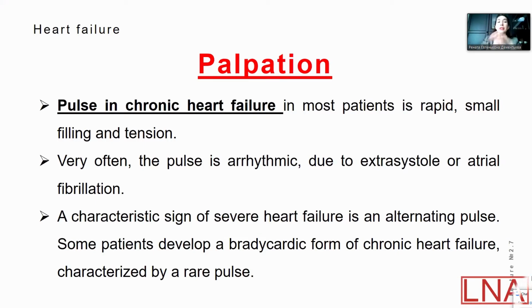The next moment during our physical examination is palpation. The pulse in chronic heart failure in most patients is rapid, small, with low tension during palpation of the main arteries. Very often the pulse is arrhythmic due to extrasystole or atrial fibrillation; close stretching of the atria can be a reason for atrial fibrillation. A characteristic sign of severe heart failure is an alternating pulse. Some patients develop a bradycardic form of chronic heart failure, which is characterized by a rare pulse.